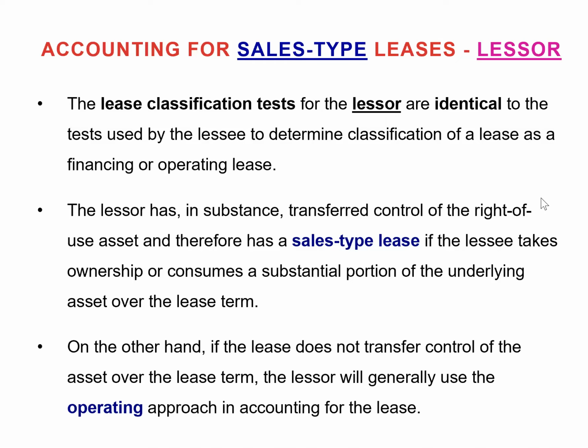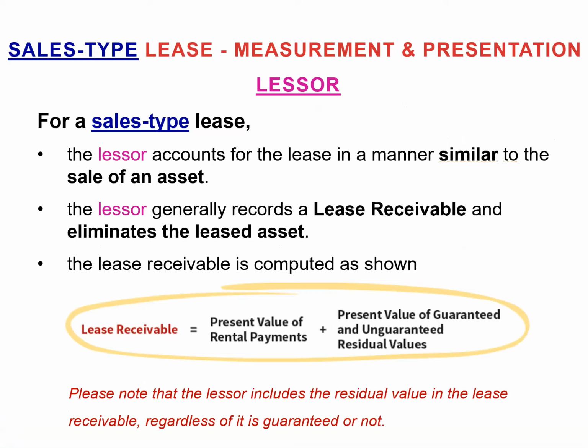So if one of these tests is met, then both parties will consider it a finance lease, and if none of the tests are met, then both parties will consider it an operating lease. Now, from the lessor's perspective, a sales type lease is similar to a sale of an asset.